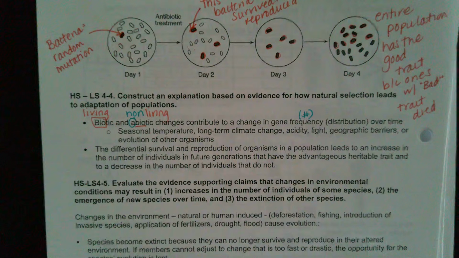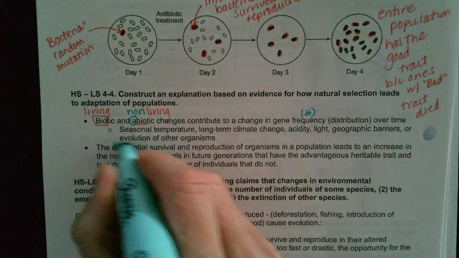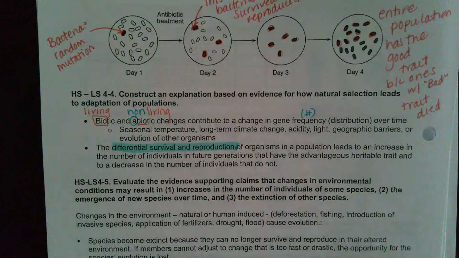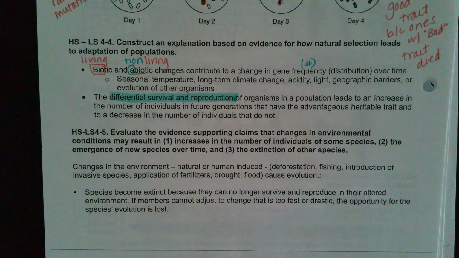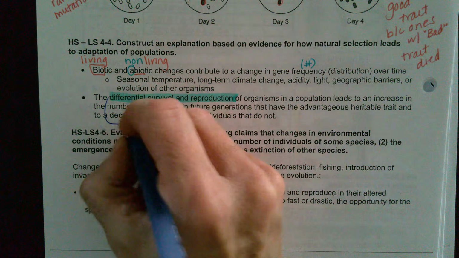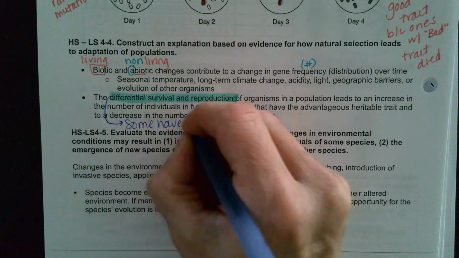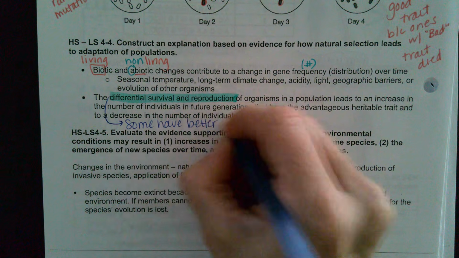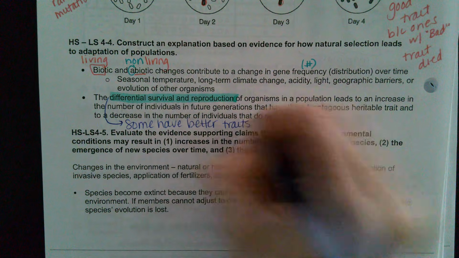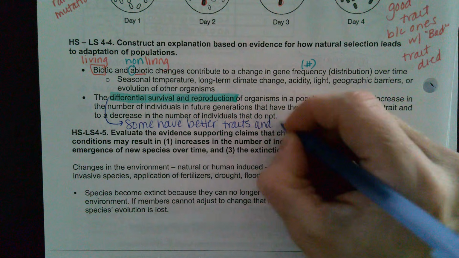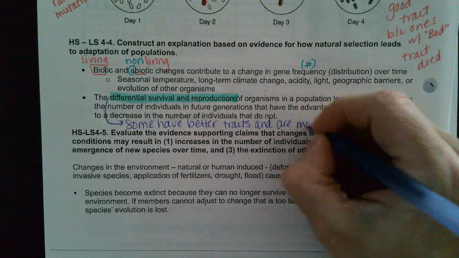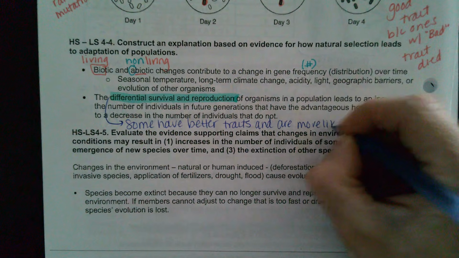Differential survival and reproduction. That sounds very, very fancy. All that it means is some are better adapted and more likely to survive. Some have better traits and are more likely to survive and reproduce.